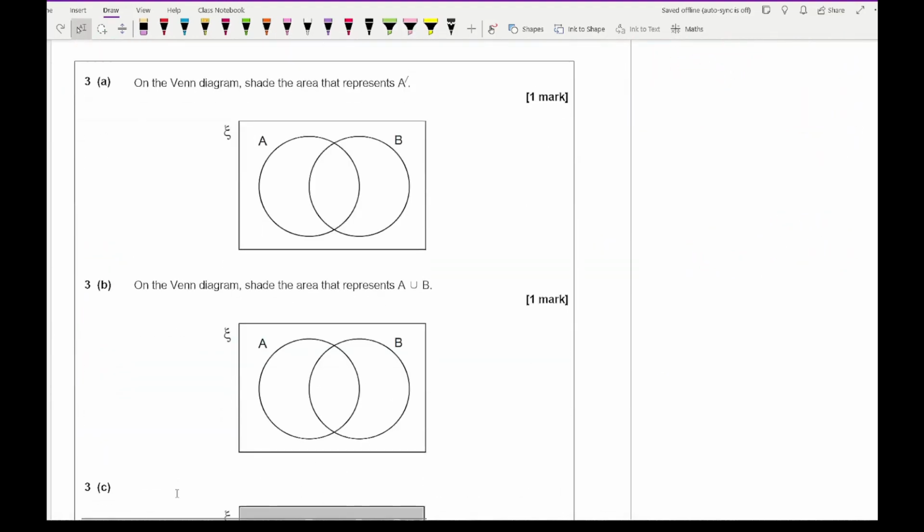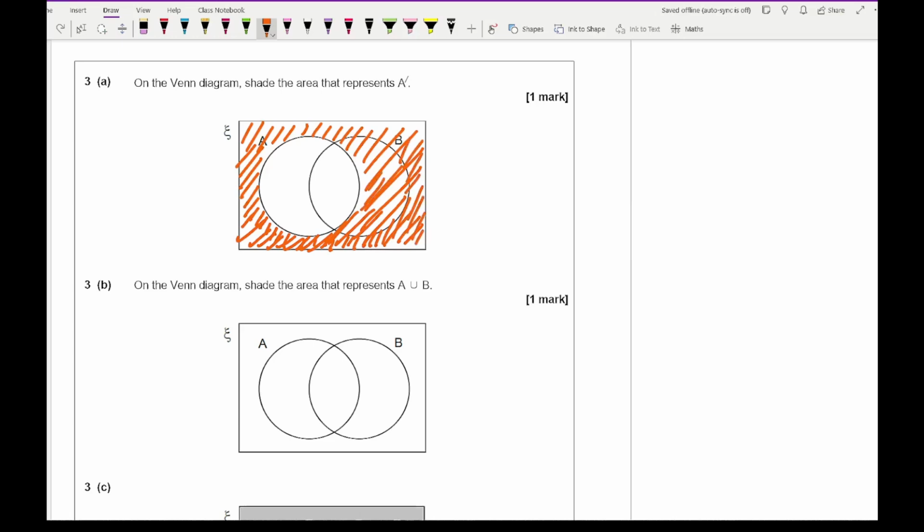Then moving on to question 3, it says on the Venn diagram, shade the region represented by not A. Now not A is basically everything that's not in circle A. So it's going to be all of this, and that there is not A. And just make sure that your shading doesn't go anywhere near that circle, but right to the edge, like so.